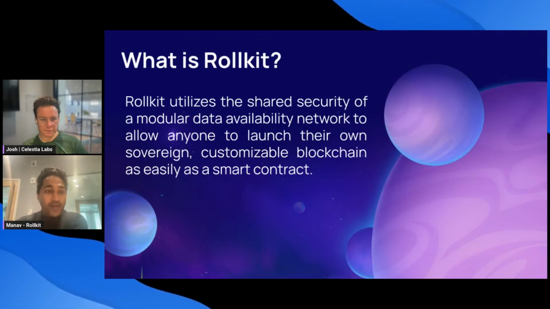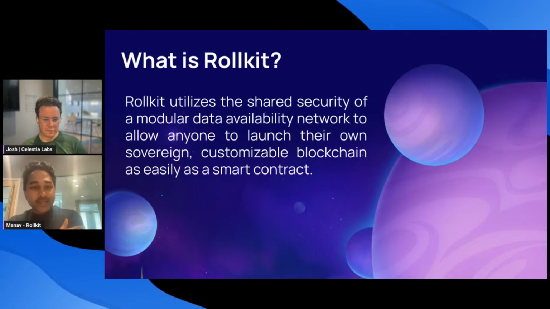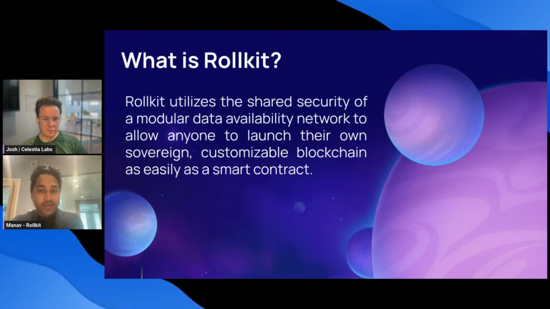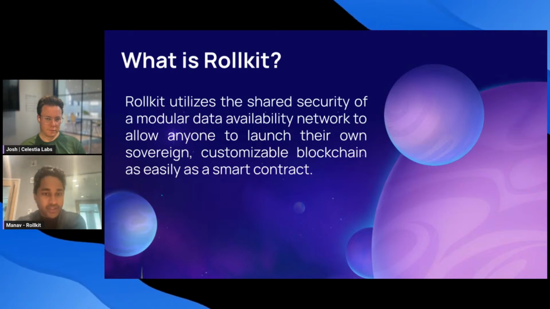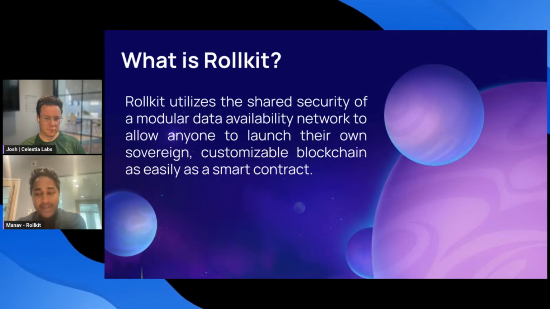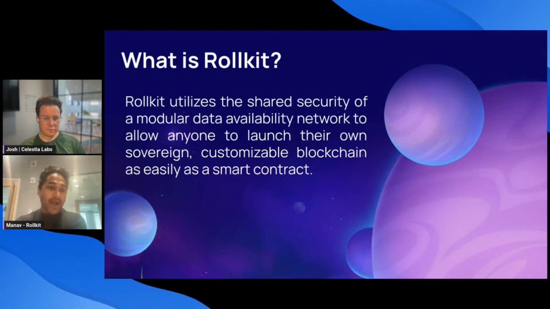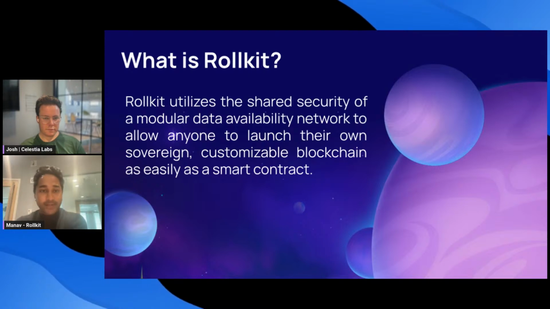So what is Rollkit? Rollkit utilizes the shared security of a modular data availability network to allow anyone to launch their own sovereign, customizable blockchain as easily as a smart contract. We want to make launching your own chain, which has its own superpowers with your app, as easy as a smart contract using another chain, like a DA layer, like Celestia.